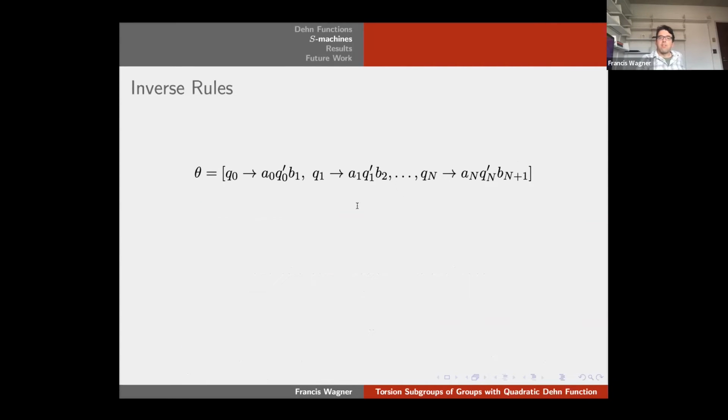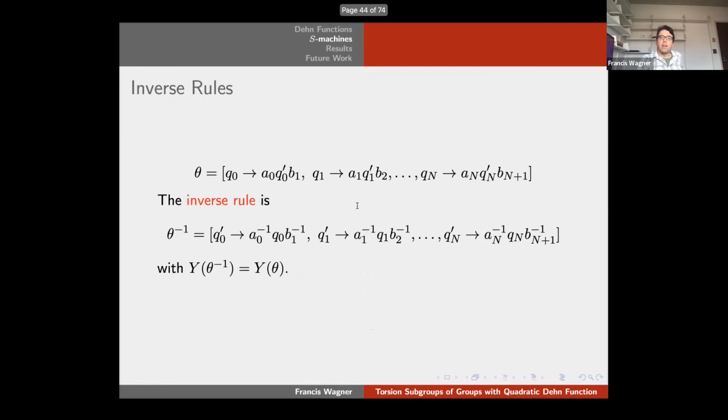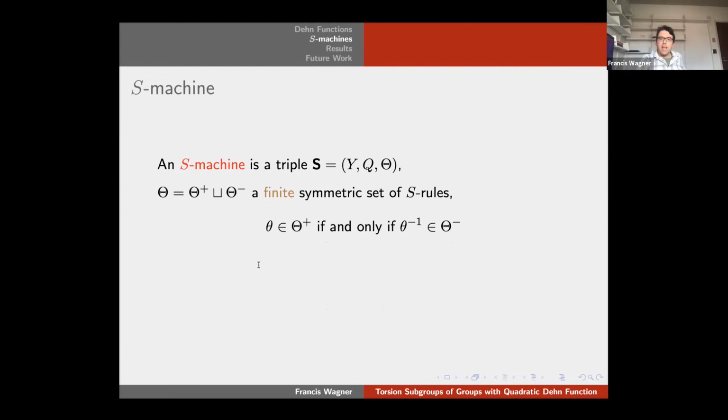Now with that comes some nice inverse rules. Given some rule theta, you can define its inverse rule by basically just switching the arrows and saying, great, turn things back around to the way they were. And that will have this nice coherence where if you apply theta, then you apply theta inverse, you get back to where you started. Okay, so then an S machine is going to be this triple where you've got Y and Q, and you've got some symmetric set, a finite symmetric set, of S rules. Finite being important so that everything is finite in the end.